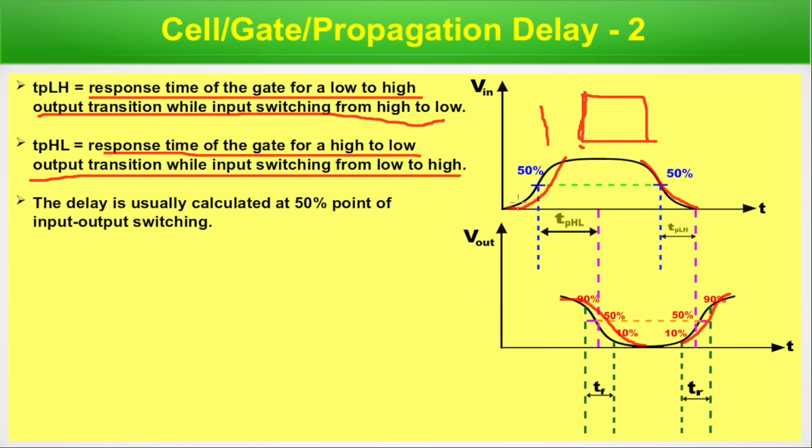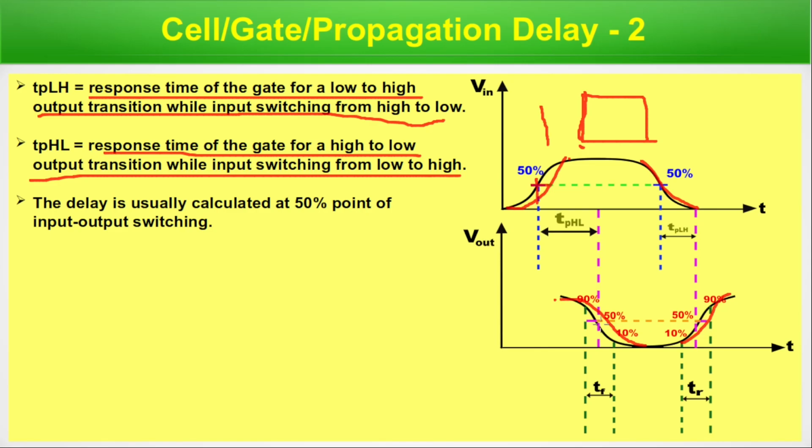Actually, it doesn't happen. It takes some finite time to reach its peak value. So when we calculate the delay, we always try to do it at 50%. If that is the peak value and that is the minimum value, then exactly between them is called 50%. And here also, while it was high and it's going down, it's 50% of minimum to maximum, that's the transition. So 50% to 50%.